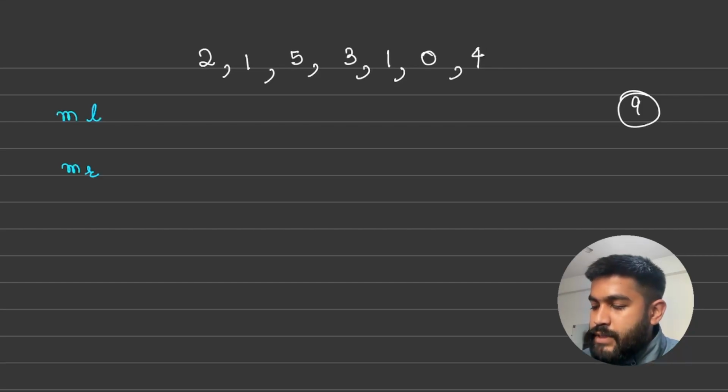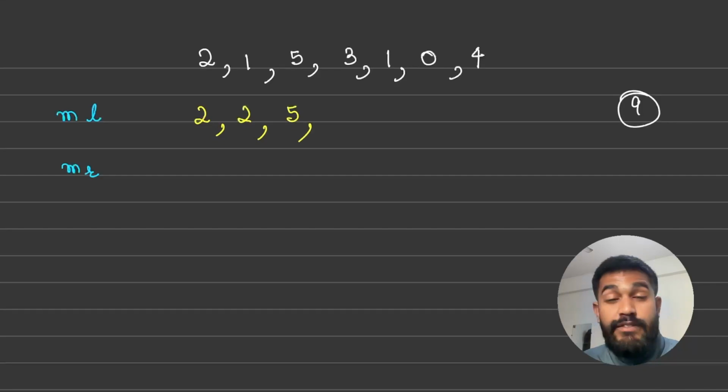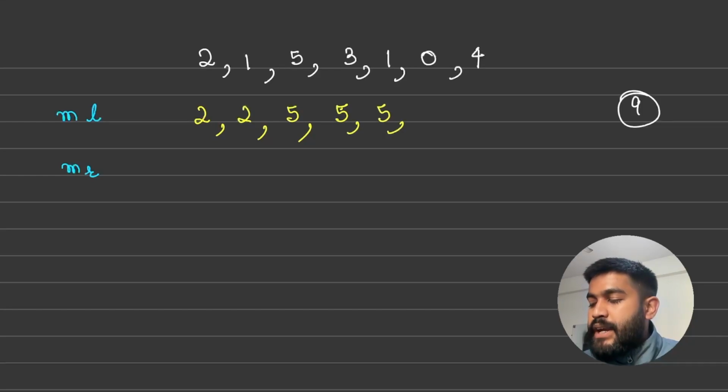So if I start from this index, this would be 2. Maximum till this point is 2, 2, 2. Then we saw 5, which is greater than 2, so we would update. And then we saw 3, which won't affect the maximum. Then we kept it, and we kept it. Now for the max right, we would be standing at that index, so that is how we would be building it.